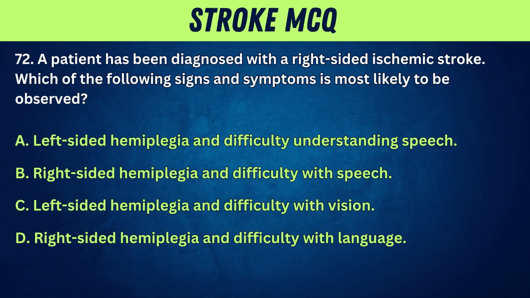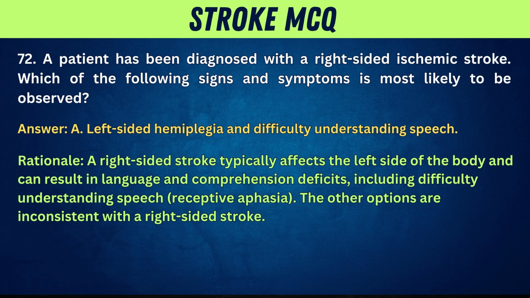72. A patient has been diagnosed with a right-sided ischemic stroke. Which of the following signs and symptoms is most likely to be observed? A. Left-sided hemiplegia and difficulty understanding speech. B. Right-sided hemiplegia and difficulty with speech. C. Left-sided hemiplegia and difficulty with vision. D. Right-sided hemiplegia and difficulty with language.